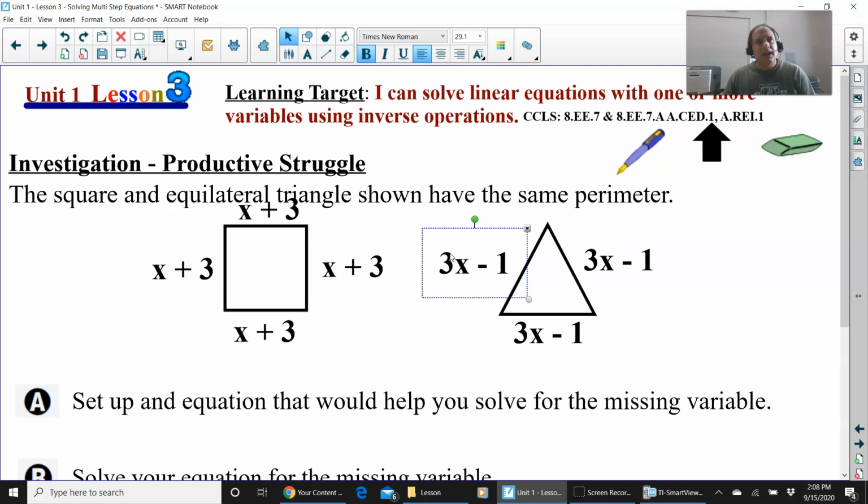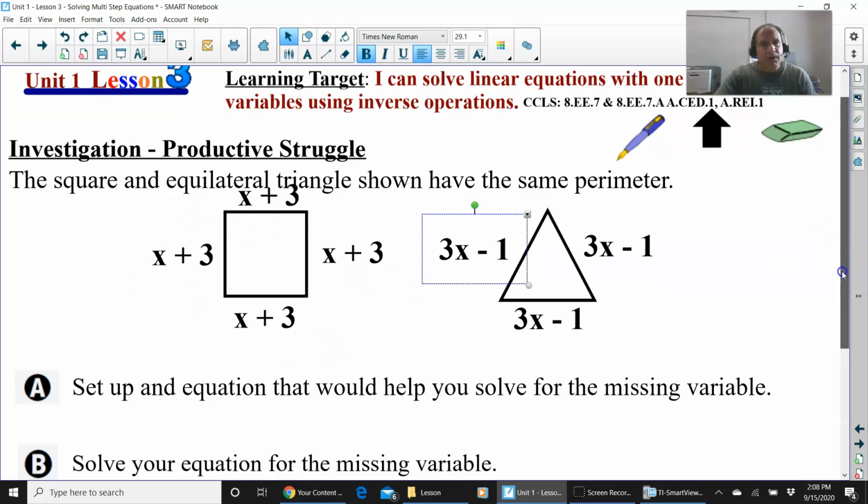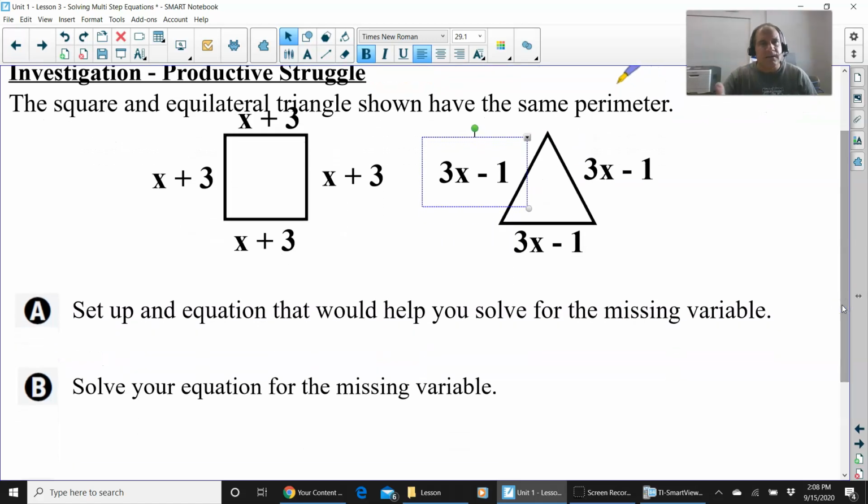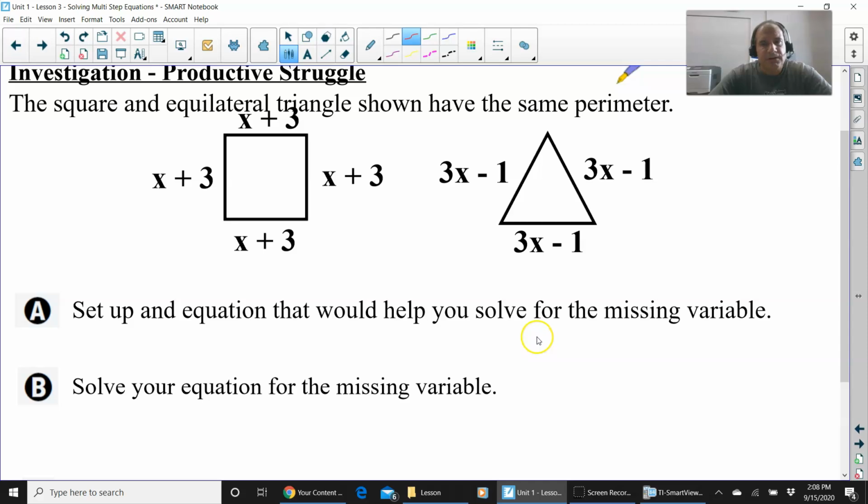Yes, if you're saying add up all the sides, you're correct. You're adding up all these sides. So what kind of equation would you have to set up just for this square? How many sides are there? If you said 4, you're correct. So we're going to have 4 times that amount. That's the square perimeter.